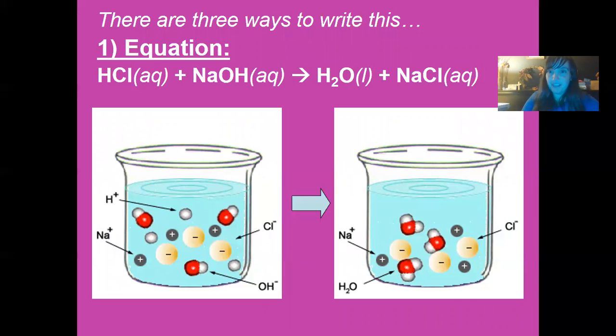All right, there's 3 ways to write this neutralization reaction, and actually any double replacement or single replacement. But we didn't get to it then, we get to it now. So I want to take a closer look at this diagram. So our equation is HCl aqueous plus NaOH aqueous makes H2O liquid and NaCl aqueous. So let's find our reactants. Let's find the hydrochloric acid and the sodium hydroxide.